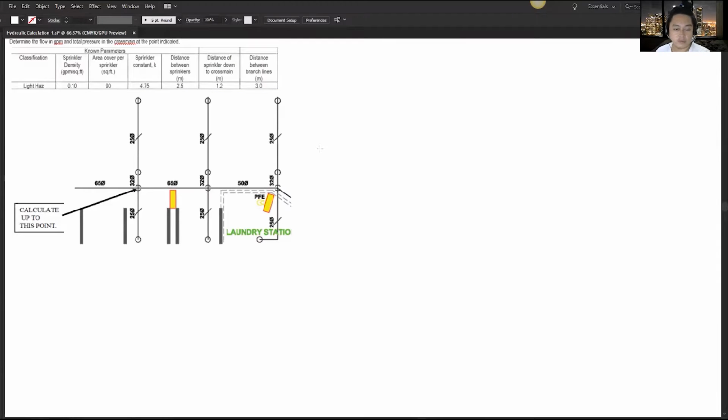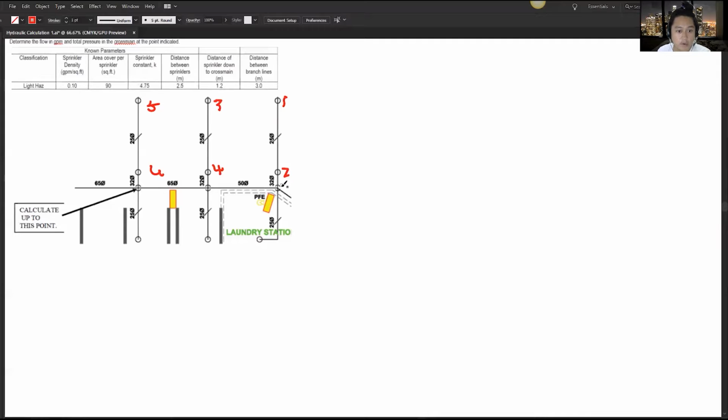One way of solving problems is that you need to properly label your schematic. Apparently we have not done that yet, so we need to properly label our schematic, so it will be handy as we progress with our solution. This is my sprinkler 1, I'm going to label that 1. This is my sprinkler 2, 3, 4, 5, 6. We're going to assume that this is symmetrical. If you're able to calculate up to this point, this is the remotest sprinkler, by the way.